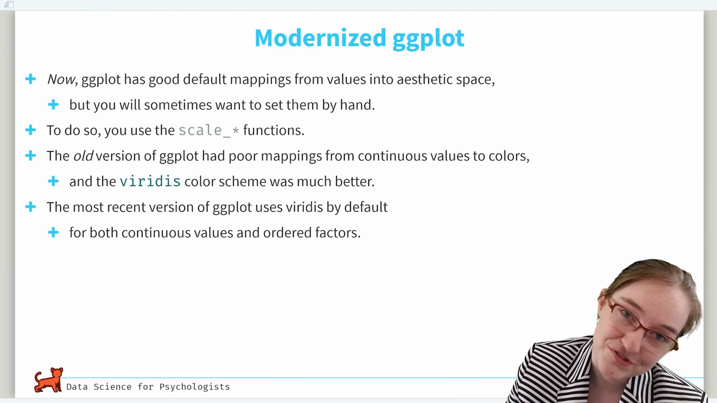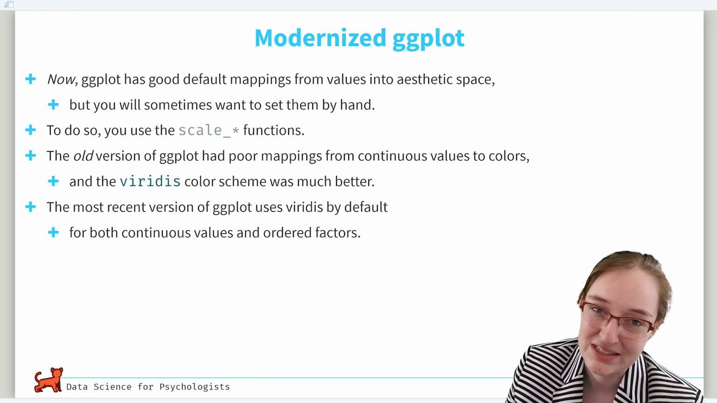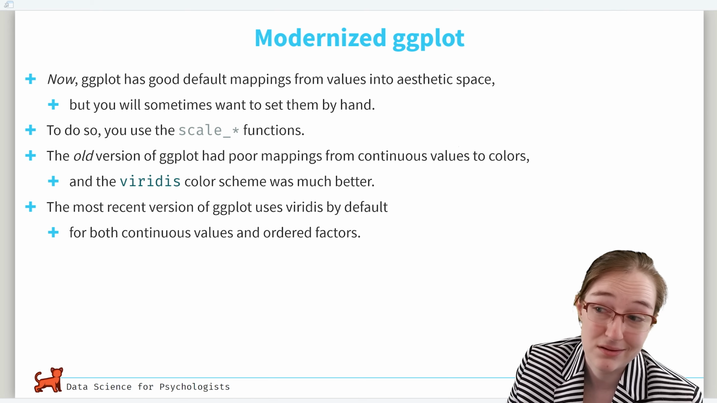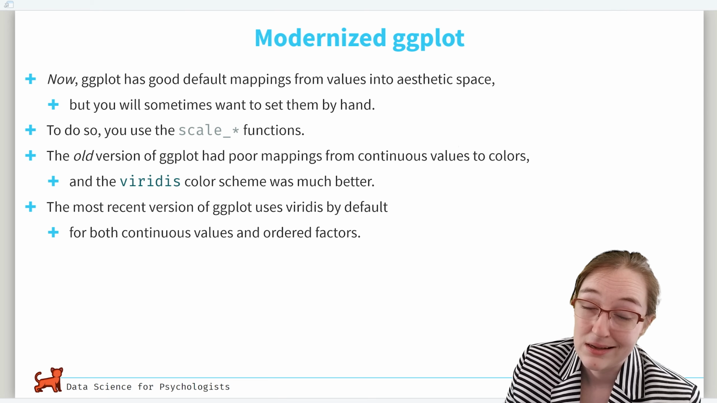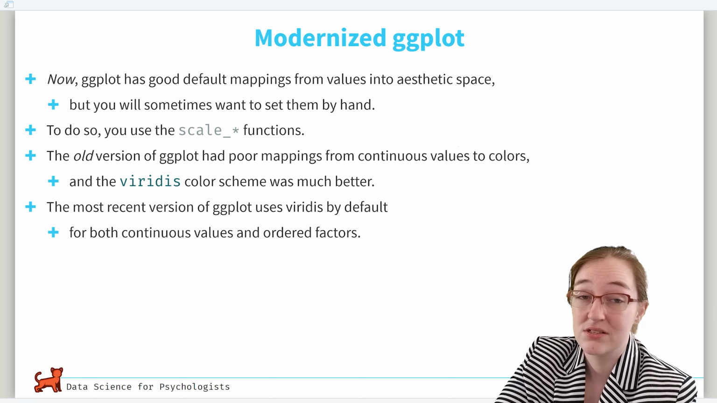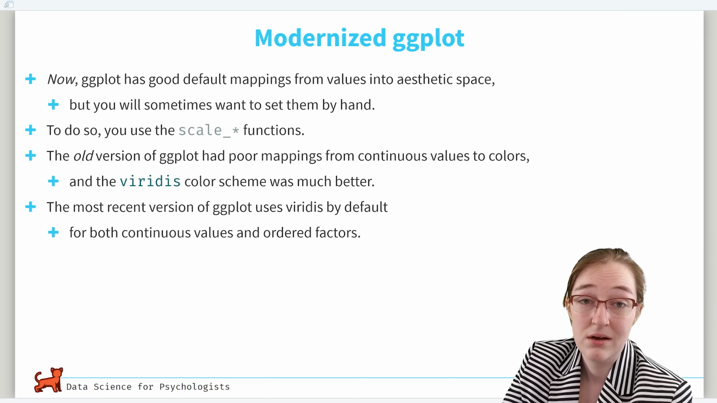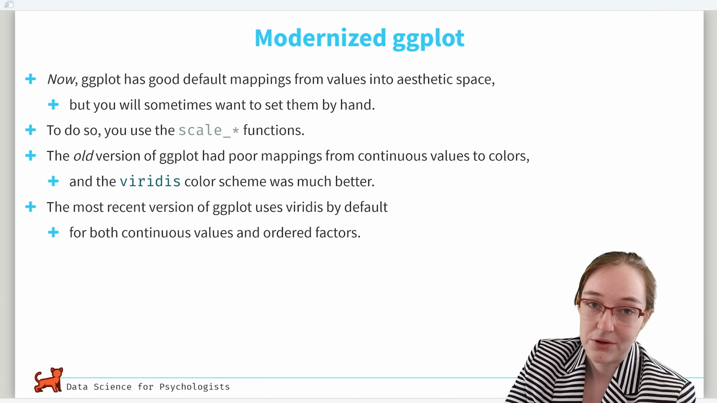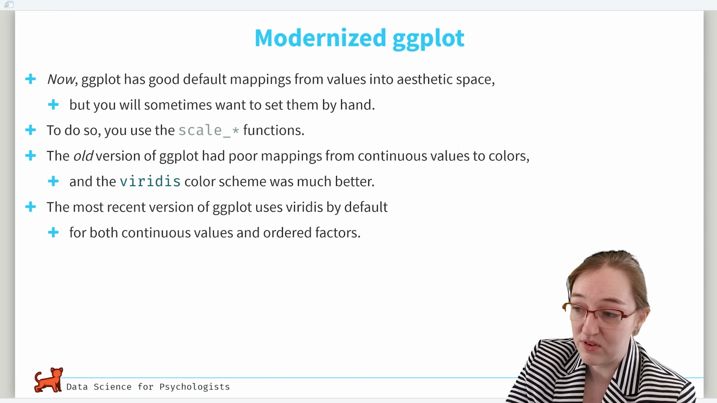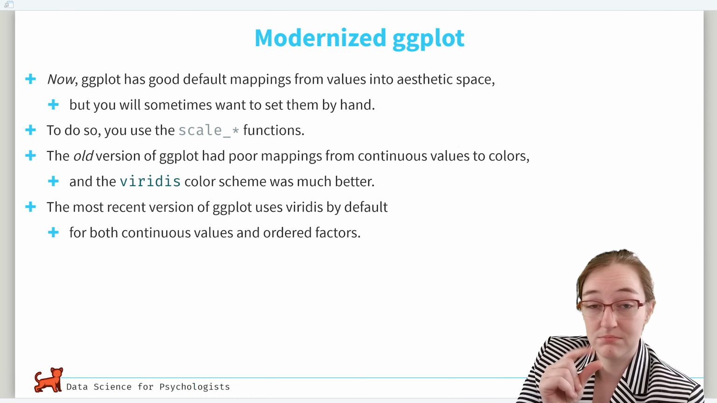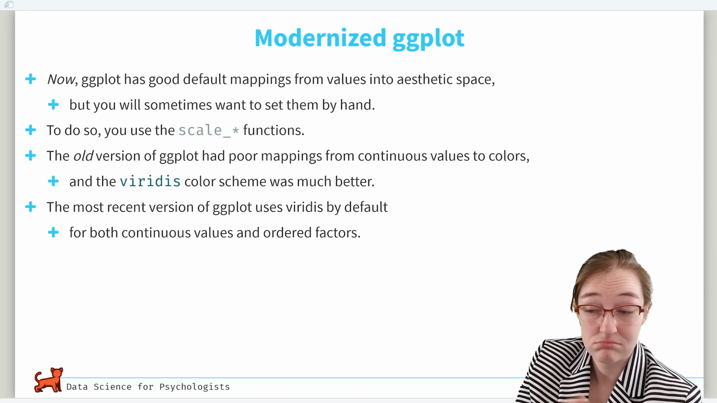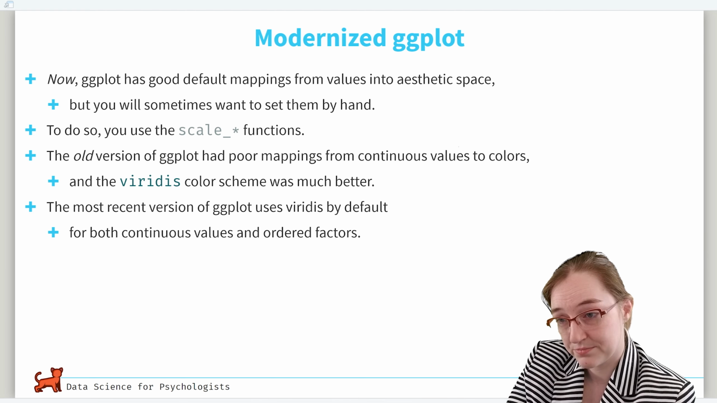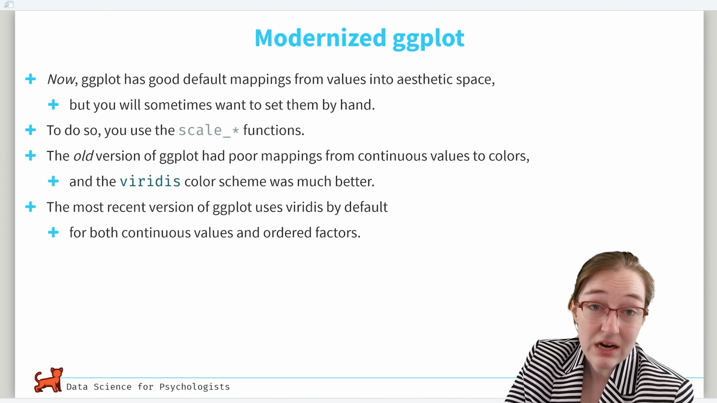Now the old version of ggplot, the version that I was raised on, had really poor mapping for continuous values to colors. It was awful. And a lot of folks used the Viridis color scheme, which at the time was not the default. It was its own library and you had to manually do it because it was helpful for distinguishing continuous information, both continuous values as well as ordered factors. So it's become the norm.